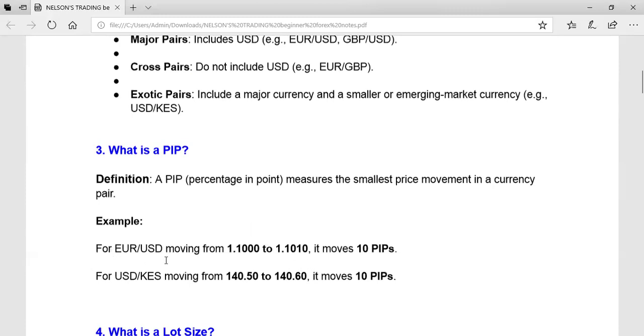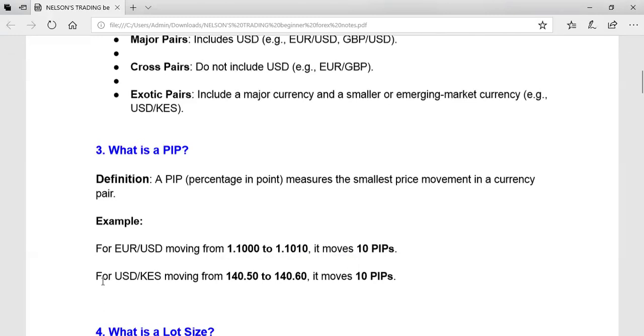For example, EUR/USD moving from 1.1000 to 1.1010. It moved 10 pips. So for example, you take this one minus this one, 1.1010 minus 1.1000. So you get 10 pips. Okay. That is exactly what that means.